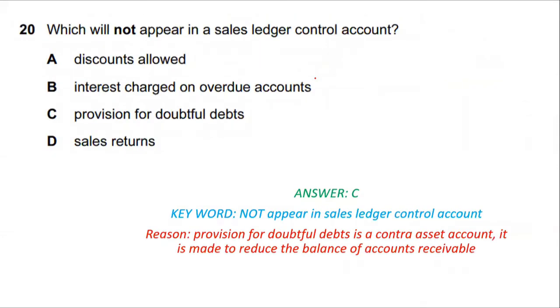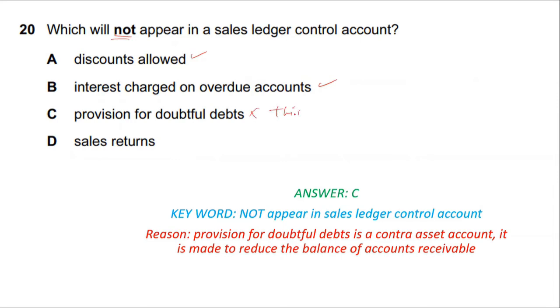Multiple choice 20, which will not appear in the sales ledger control account? So you need to answer which will not appear in the sales ledger control account. Discount allowed is in the sales ledger control account. Interest charged on overdue accounts, this is in the sales ledger control account. Provision for doubtful debts, no.